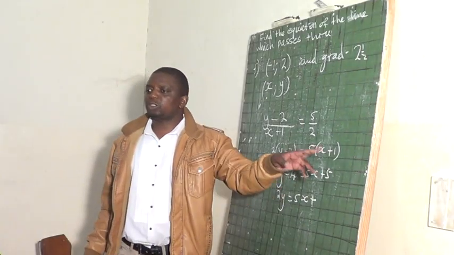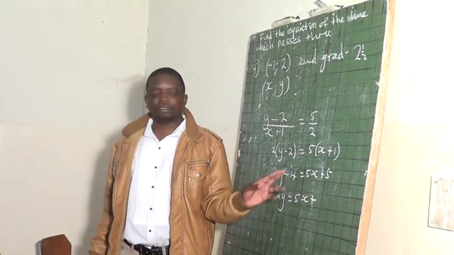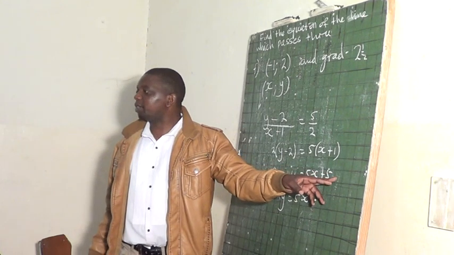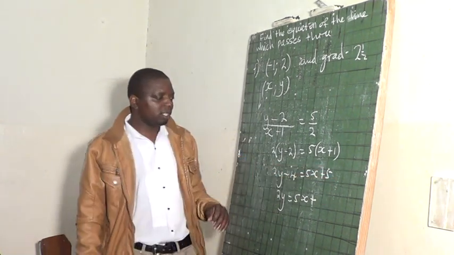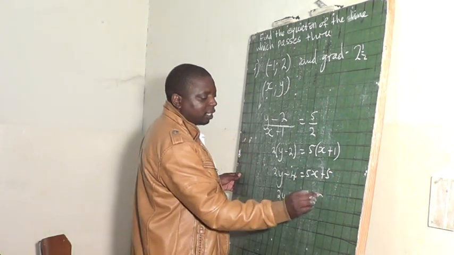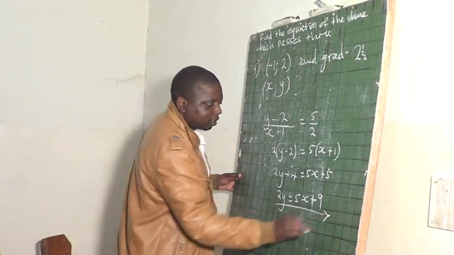So this minus 4 goes to that side of the equal sign to become what? Plus 4. So it will be 5 plus 4, which is plus what? 9. Altogether.